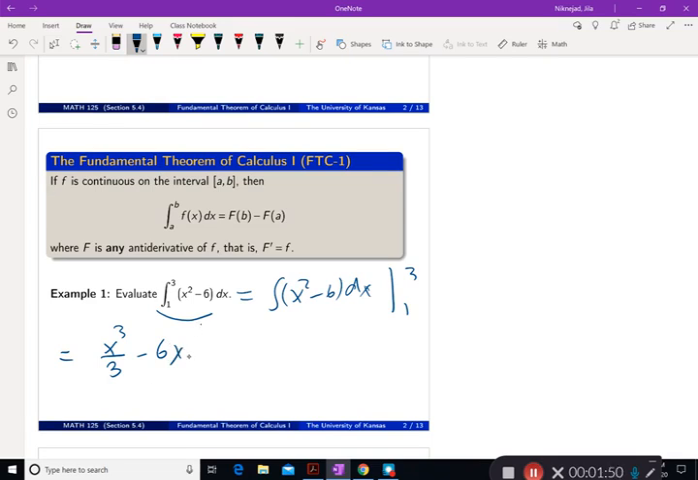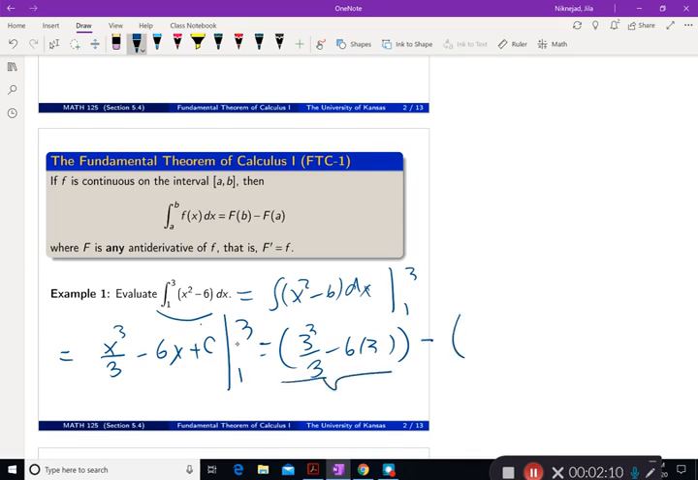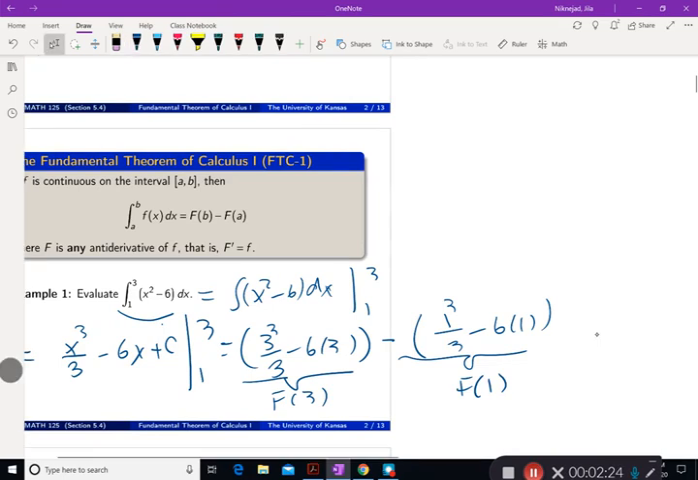You can put the constant in and then realize that it simplifies. And so what you find is 3 to the power 3 over 3 minus 6 times 3. This part is the antiderivative F evaluated at 3. And then minus 1 to the power 3 divided by 3 minus 6 times 1. This is the antiderivative evaluated at 1.